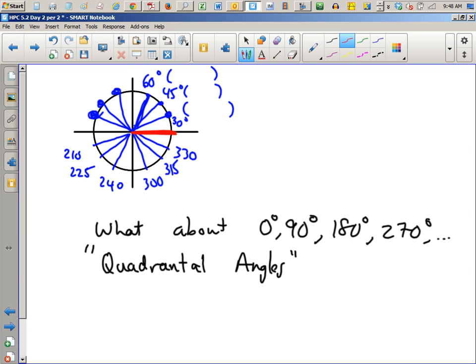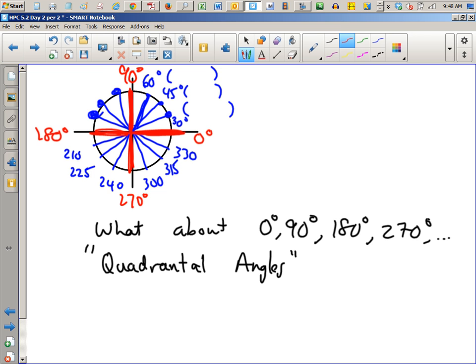And they are here, this is 0 degrees, right? This is 90. This is 180 over here. And this is 270 down here. So they aren't actually in a quadrant. And yet they're called quadrantal. They're actually the borders between the quadrants, but they're called the quadrantal angles because they form the 4 quadrants.